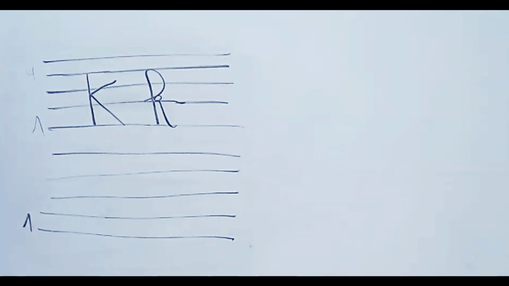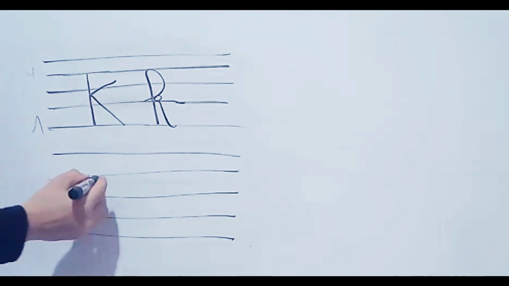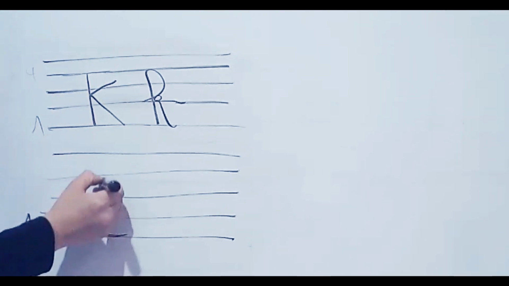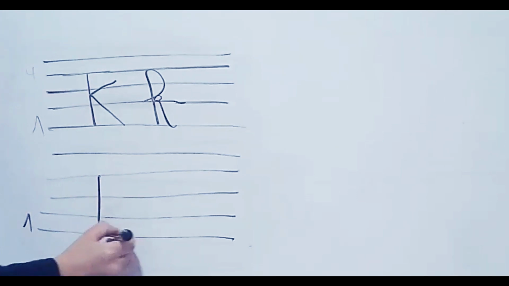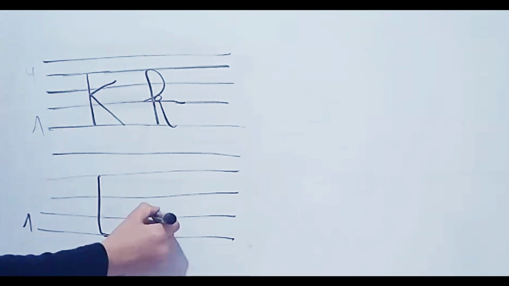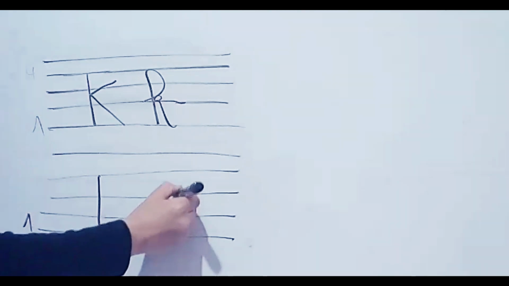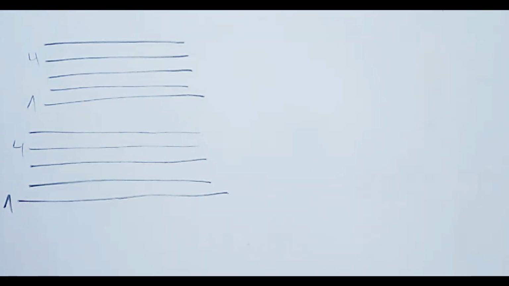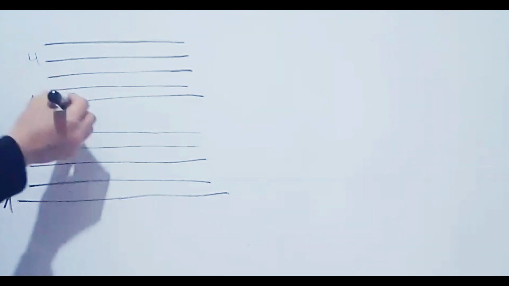Now the L. So the capital letter L is like this, 2 strokes. This is stroke number 1 and this is 2. Okay, this is the capital letter L. Now the small letter. We start from the second line like this.